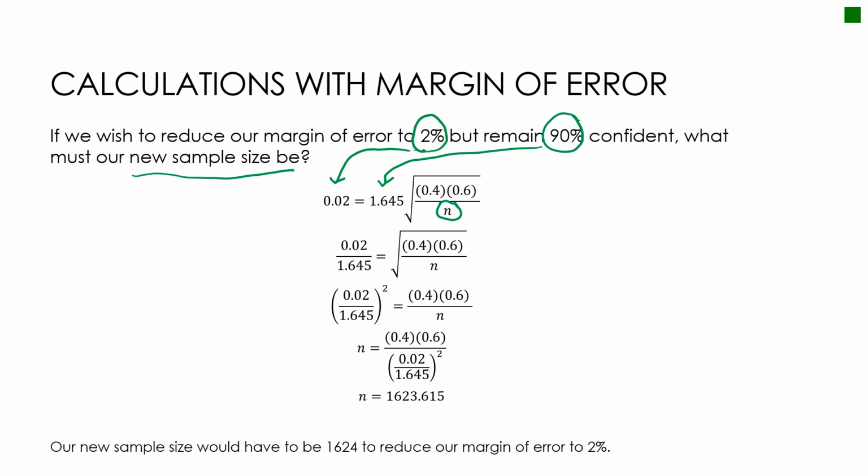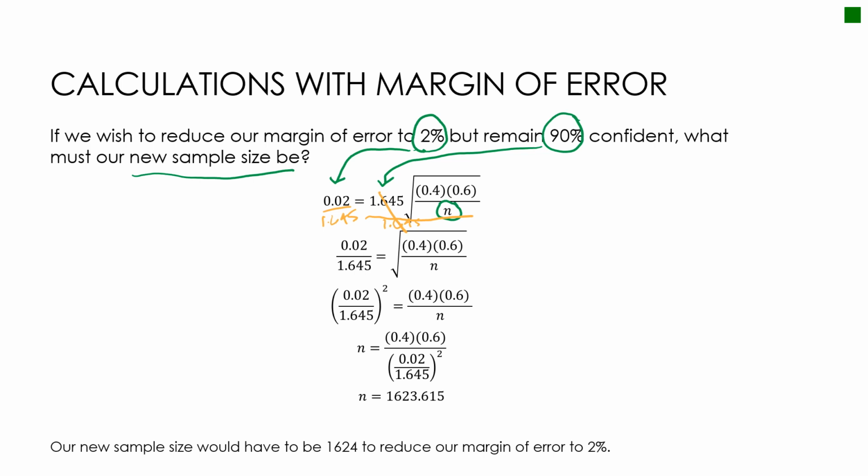If you're not so good at algebra or need a little bit of extra guidance, I'm going to go through that algebra with you. So the first thing I would do on each side is to divide by 1.645 because I want just the square root there all by itself.